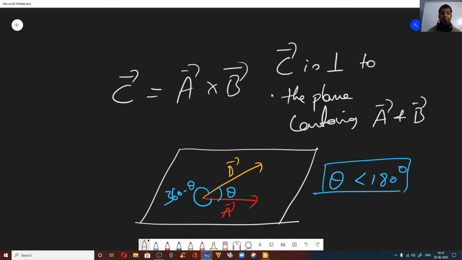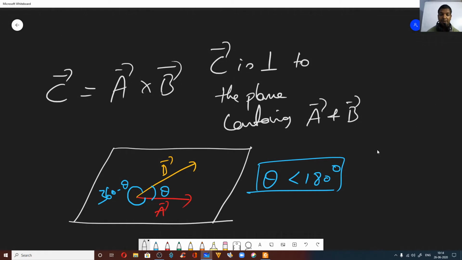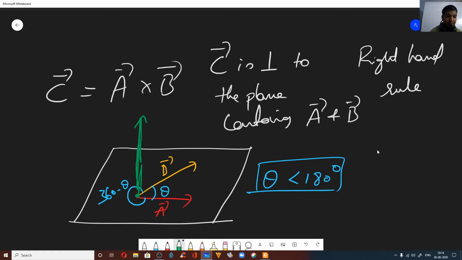It is perpendicular to the plane containing A and B, and as I told you in yesterday's class, you have two perpendicular directions: one can go up and one can go down with respect to that plane. Therefore, we'll always use the right hand rule. If you take the four fingers along the first vector, remember these four fingers must always be along the first vector. Here the first vector is A. When I say A cross B, the vector C will be exactly perpendicular to the plane containing A and B. So this is vector C.